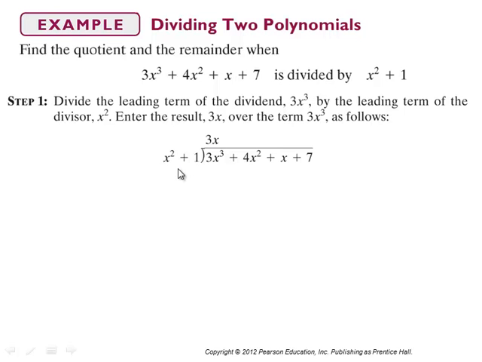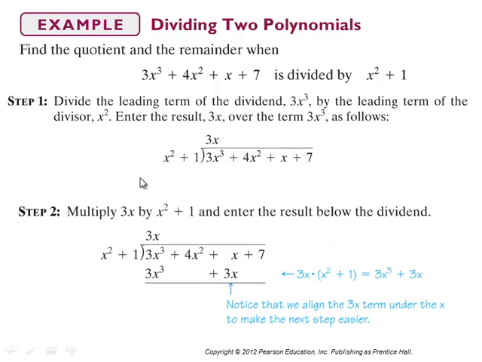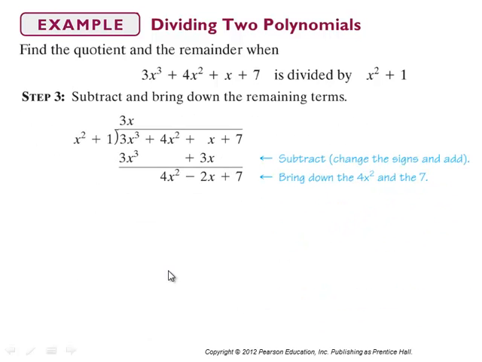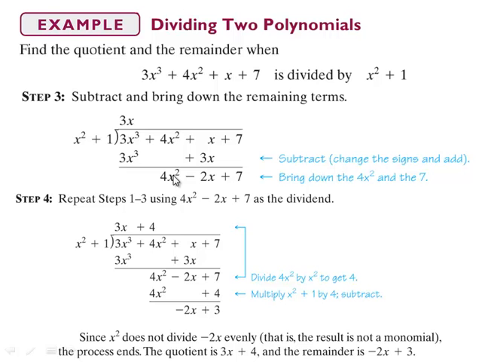And then multiply 3x times x squared plus 1. And this is what you get, 3x cubed plus 3x. Make sure that you line up the like terms. Subtract. And when you subtract, this is what you get, 4x squared minus 2x plus 7. X squared goes into 4x squared how many times? The answer is 4. And then multiply 4 times x squared plus 1 is 4x squared plus 4.